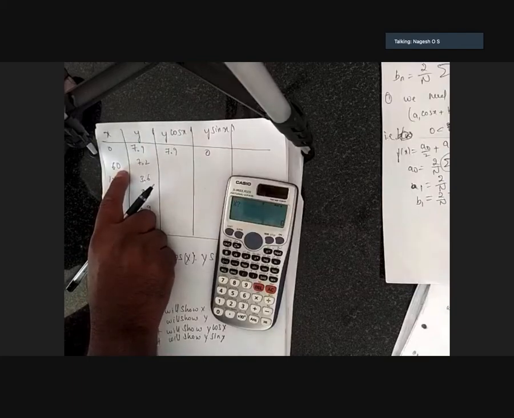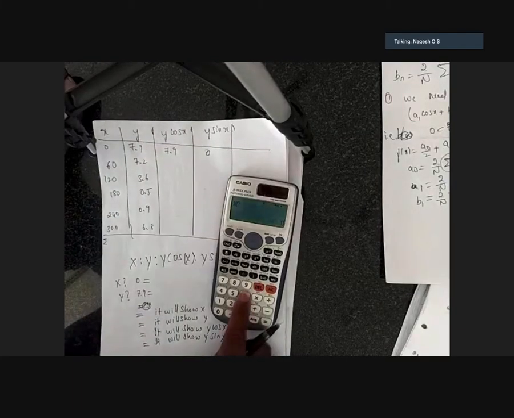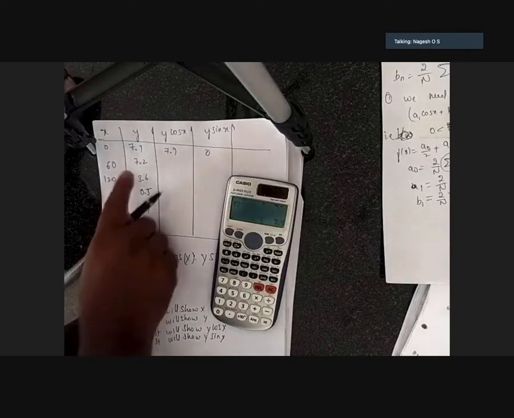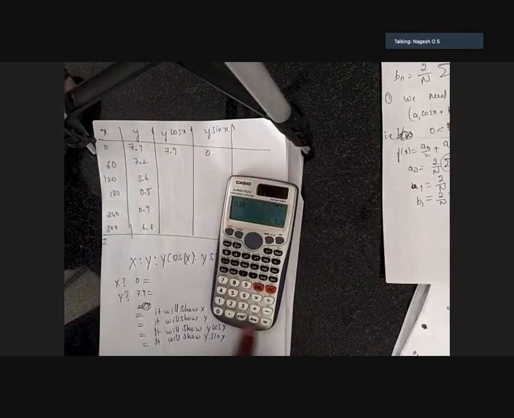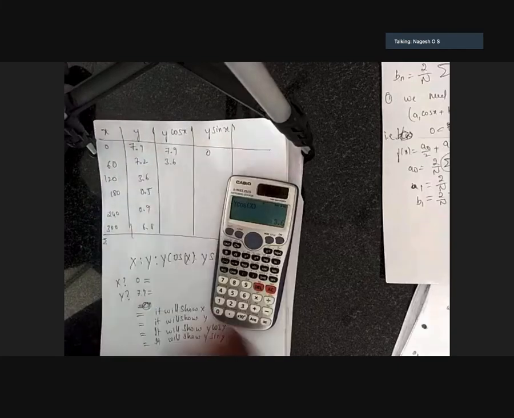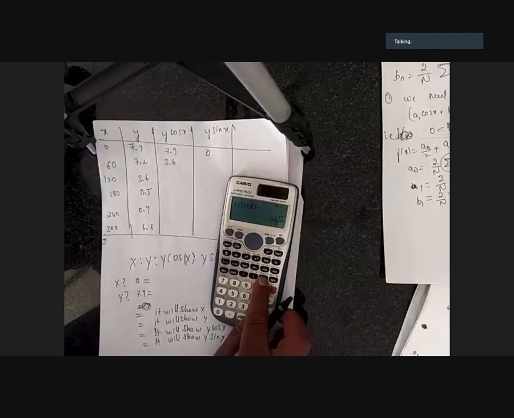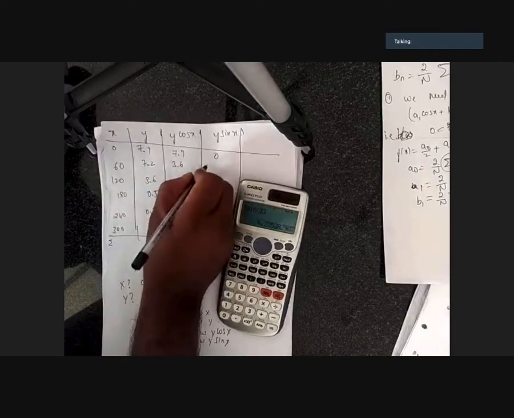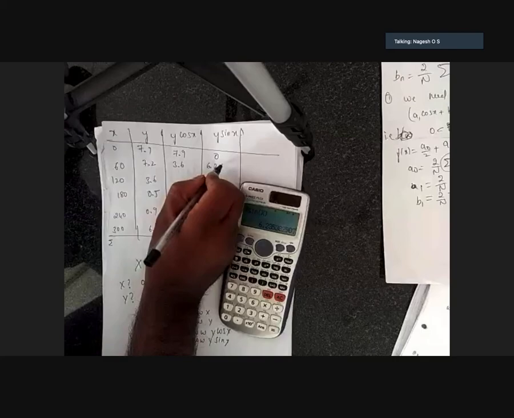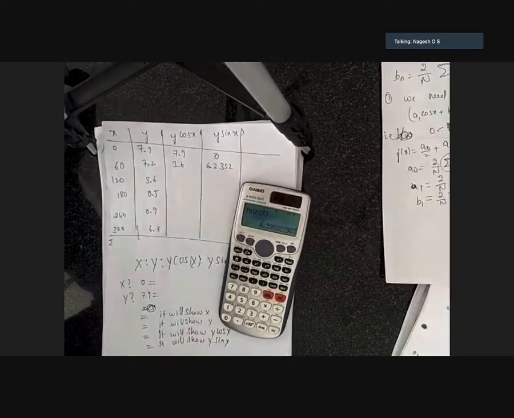If you press equals again, it will ask the x value. Give 60. It will ask the y value. Give 7.2. Press equals, x equal to 60. Press equals, y equal to 36 by 5. Press equals, y cos x, that is 3.6. Press equals. Press this SD button. It will give 6.2352.